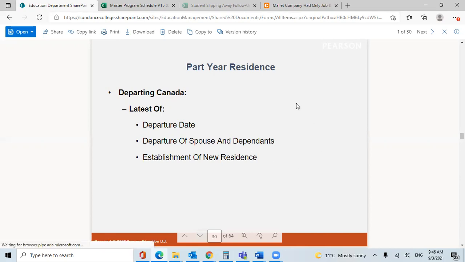The most important is the one we talk about more in this chapter 1. We talk about leaving Canada. So departing Canada, we consider the latest date of the 3: the departure date, or departure of spouse and dependent, or establishment of new residence. So you need to compare those 3 days and figure out which one is the latest. You take that latest one as the time she left Canada, and before that date, they need to pay income taxes in Canada. We're going to have examples again.